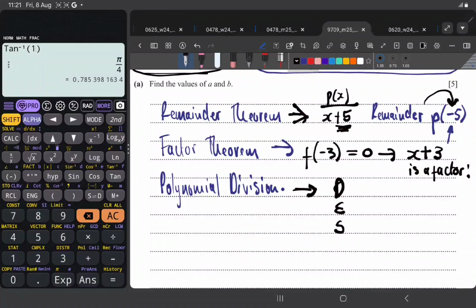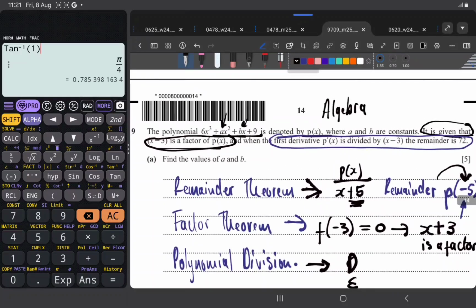Polynomial division is called DES. You are going to divide. Then you expand. Then you subtract. Before you divide again, you have to expand and subtract. Are we together? Let's go for the question.